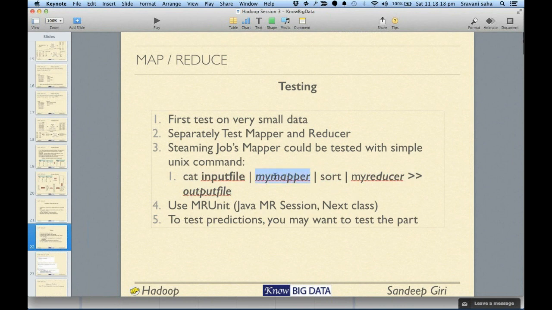Whatever mapper code you write, whatever script you pass to Hadoop, you can also do the same thing by yourself. Get the input file, then pass it to the mapper, then sort it, and then give it to the reducer, and then save it in the output file. And there, that is your output. It is as simple as that. Also, before stitching the whole code, you should be testing the mapper as well as the reducer separately. And then you can stitch it like this and you get the results quickly.